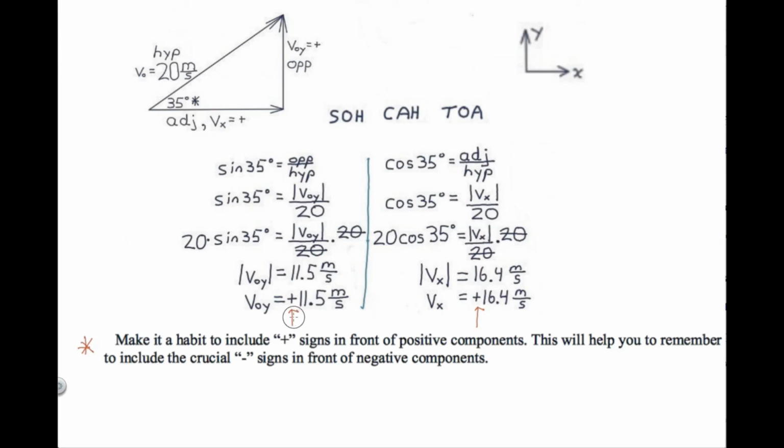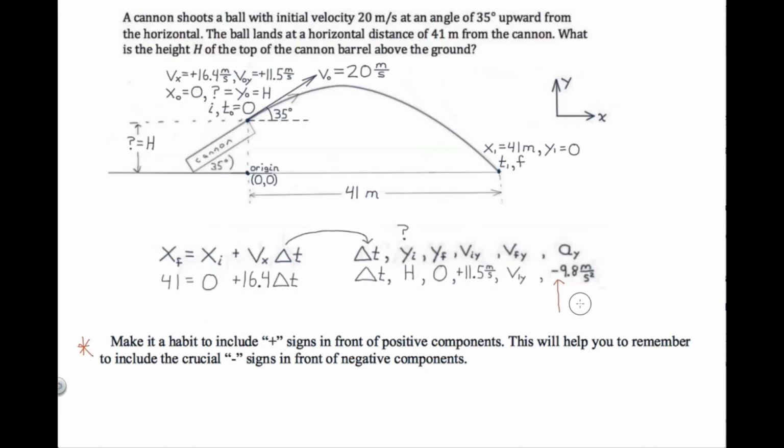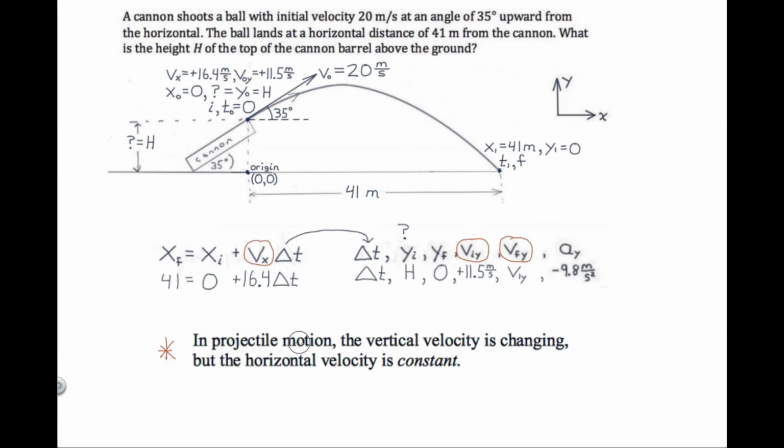You should make it a habit to include a plus sign in front of positive components, because that will help you to remember to include the crucial negative signs in front of negative components, such as a sub y for this problem. In projectile motion, the vertical velocity is changing, but the horizontal velocity is constant. So, for the horizontal velocity, we use the single symbol v sub x. But for the vertical velocity, we need to use two symbols, v initial y and v final y.